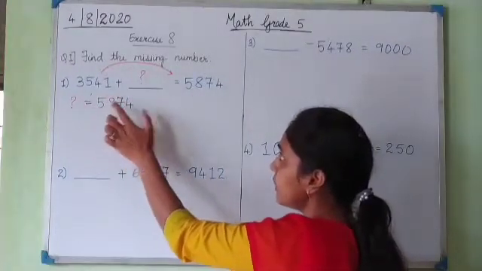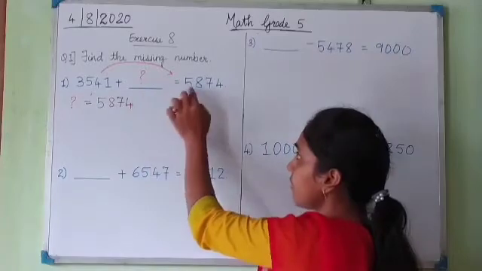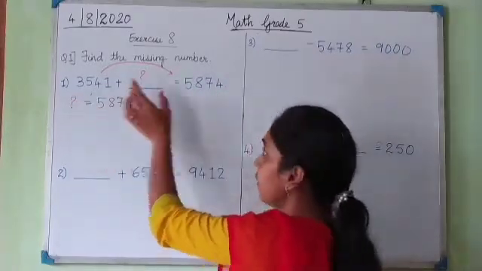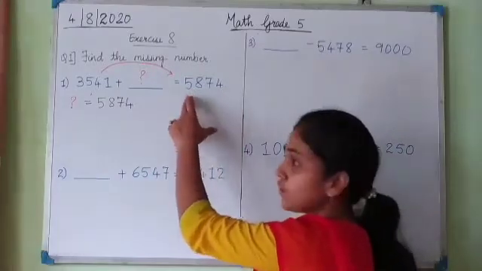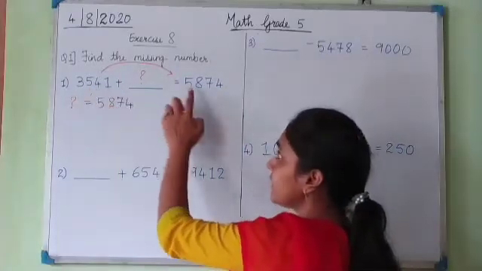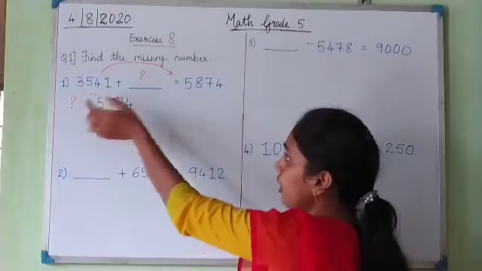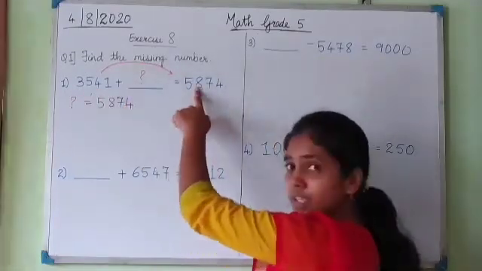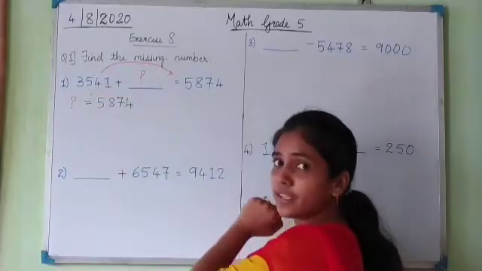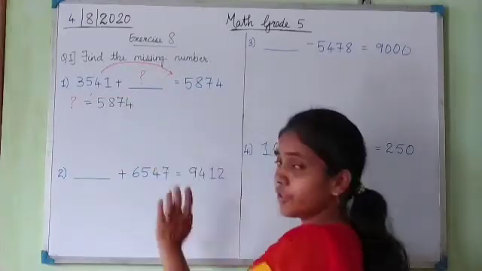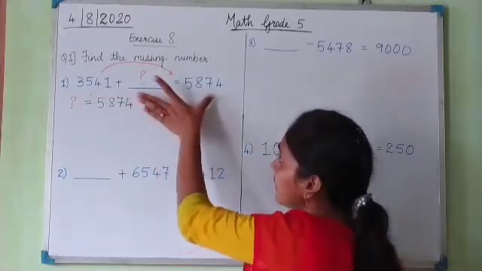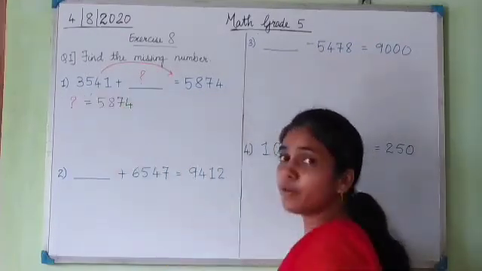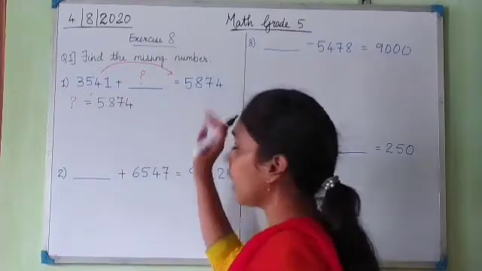Question mark is equal to 5874. So question mark is equal to 5874, that I have written as it is. We don't have to change the order here. That means if I take this number to this side, I will not write this number first and this number second. First I will write this number and then I will write the number which is shifted. So this part I will write as it is, and then I will write the number which I am shifting to the other side.